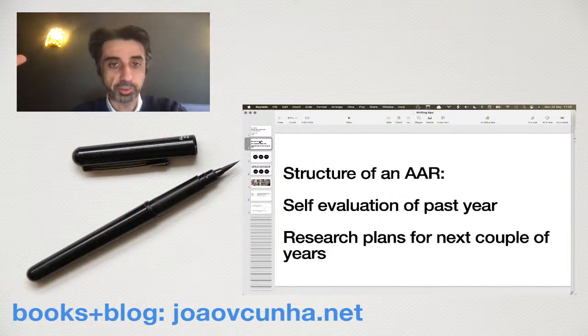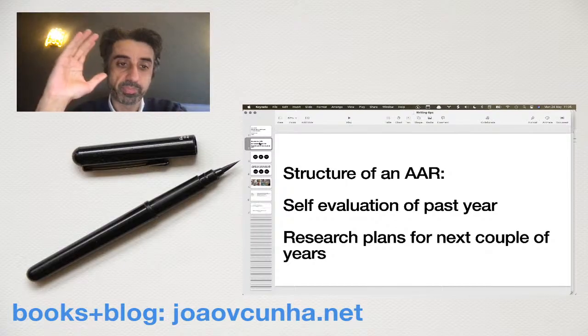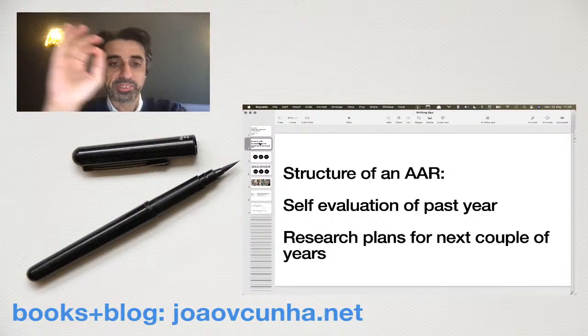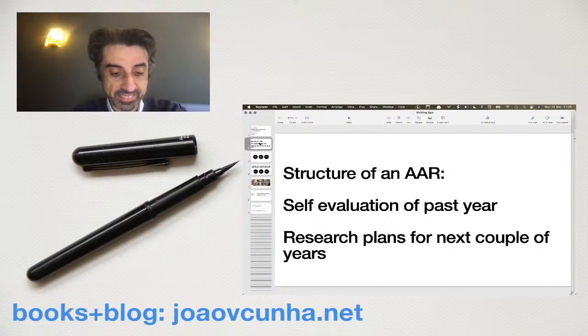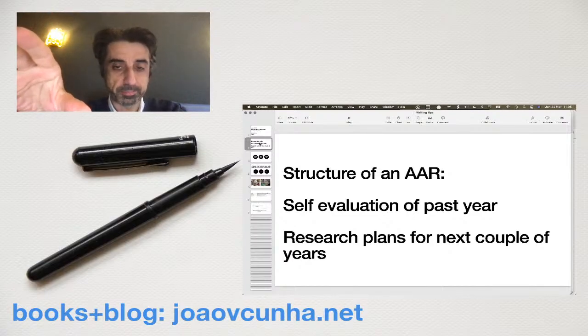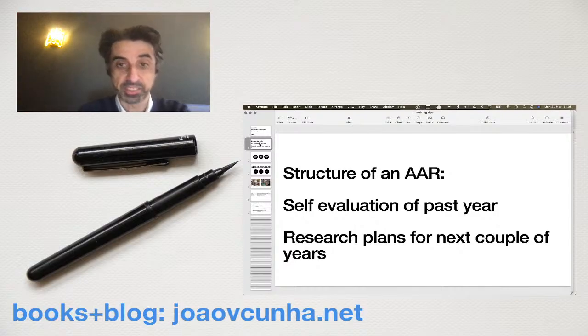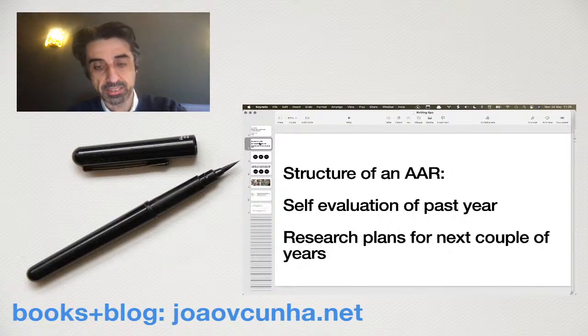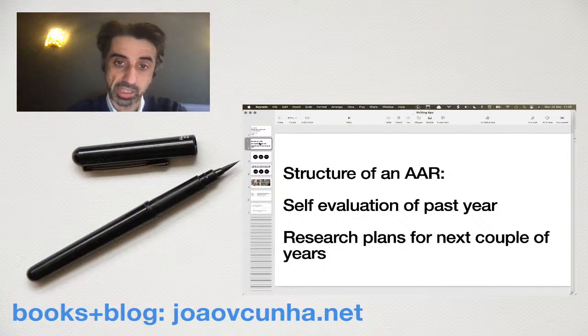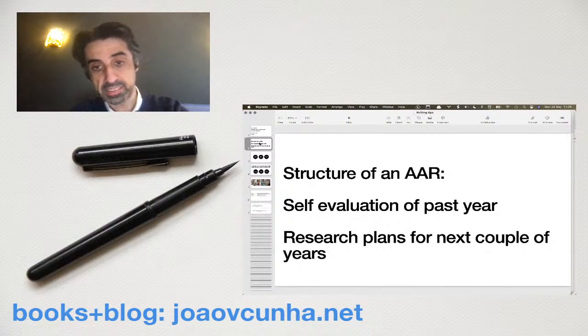There are basically two things that you need to think about. One is your self-evaluation of the past year and your research plans for the next couple of years. For self-evaluation of the past year, what you have to do here is almost the opposite of what a salesperson would do, which is that you really need to emphasize the challenges that you overcame. The idea is that it is really important to represent your research path as a series of obstacles that you're overcoming rather than smooth sailing.